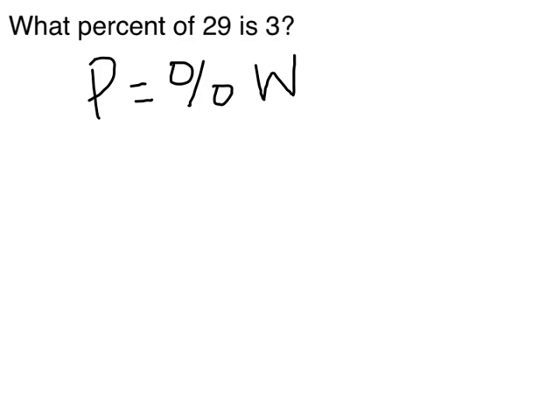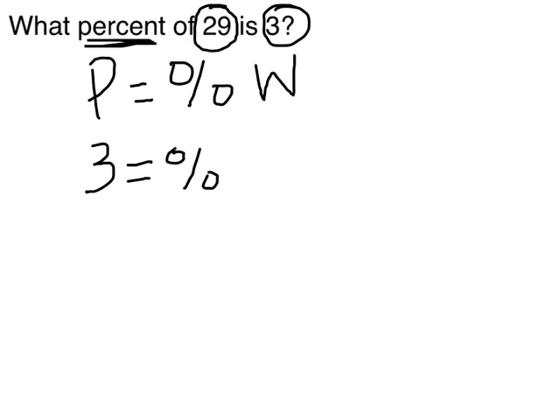What percent of 29 is 3? Well, I know the missing piece here is the percent. 29 is my whole because it says what percent of 29 is 3. So 3 has to be my part. So I'm going to fill in what I know. 3 equals the percent multiplied by the whole, which is 29.